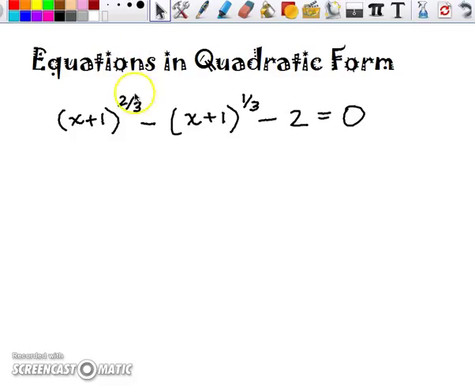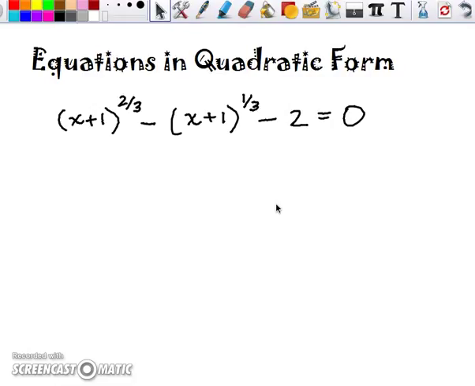Hey, good morning, everybody. This is the Stone Sizzle channel, and today we're going to be talking about equations in quadratic form. Many equations that you need to solve are not necessarily quadratic equations, but they can use the methods that we discussed while solving quadratic equations.